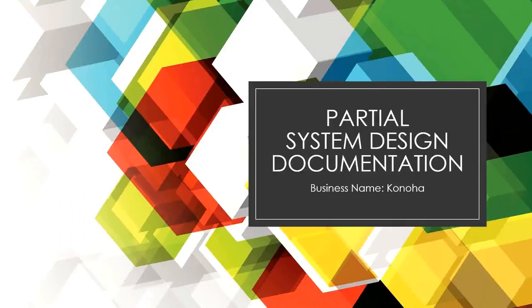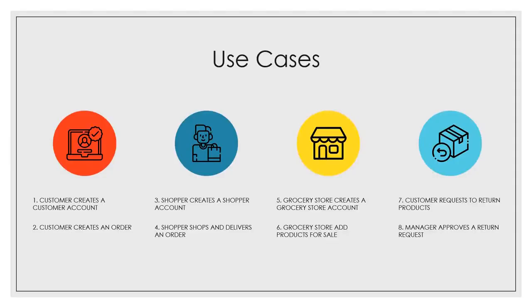We are going to present a partial system design documentation. For this assignment, we will be covering the following use cases. Customer creates a customer account, customer creates an order, shopper creates a shopper account, shopper shops and delivers an order, grocery store creates a grocery store account, grocery store adds products for sale, customer requests to return products, manager approves a return request. So let's proceed to the first use case.